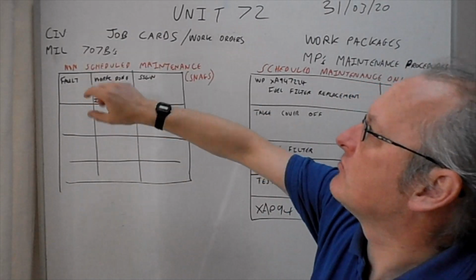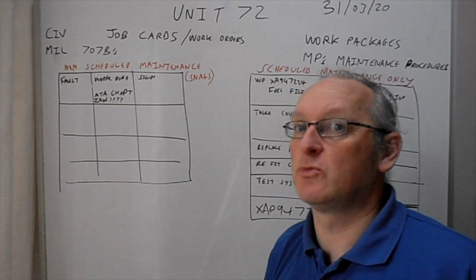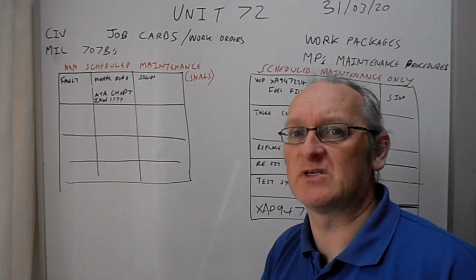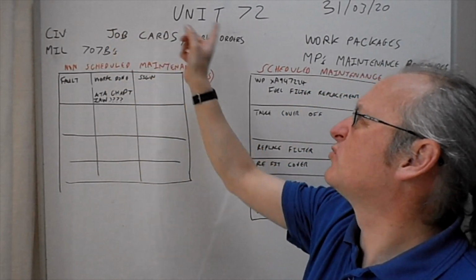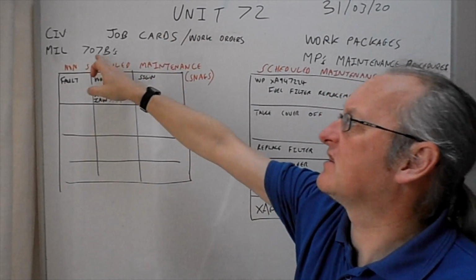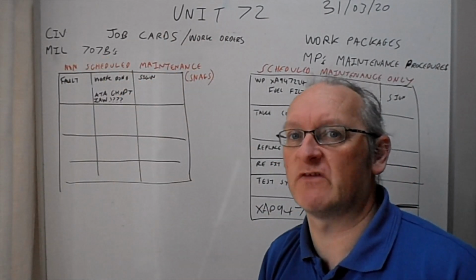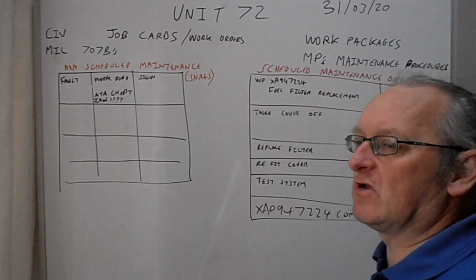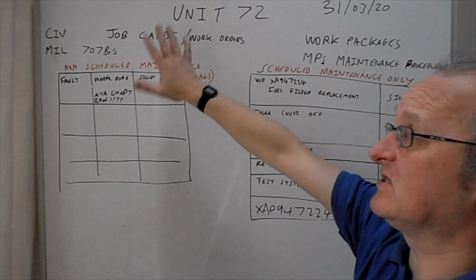So civilian and military, there's lots and lots of terminology out there. Sometimes you just call them tech log entries. A job card might just be a tech log entry, but you've got job cards, and work orders are sometimes called. The full name for the military 707B is the maintenance work order. I'm not going to go into all the nitty gritty differences between them. They're basically all the same thing.